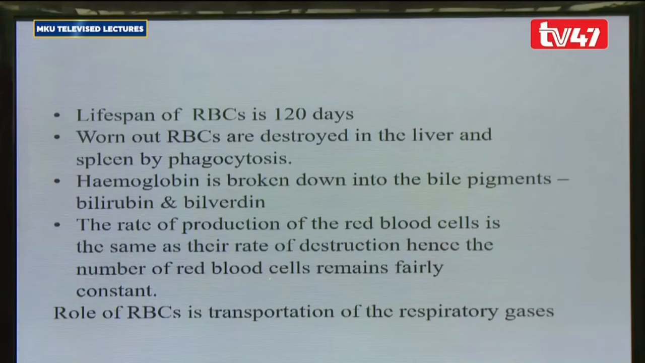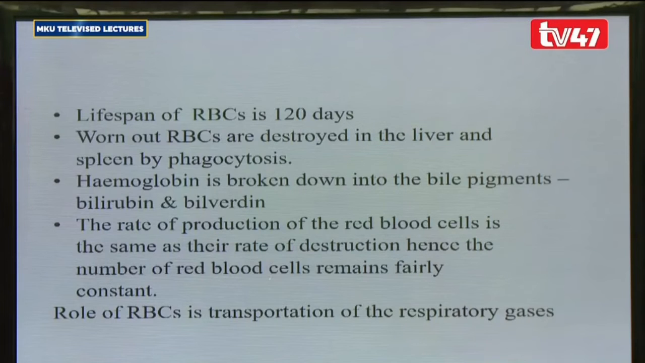But although the red blood cells are formed by erythropoiesis and destroyed when they are worn out by phagocytosis, we find that the number of red blood cells that an individual has is more or less constant. Why this number is constant is because the rate of production of the red blood cells is equal to the rate of destruction.